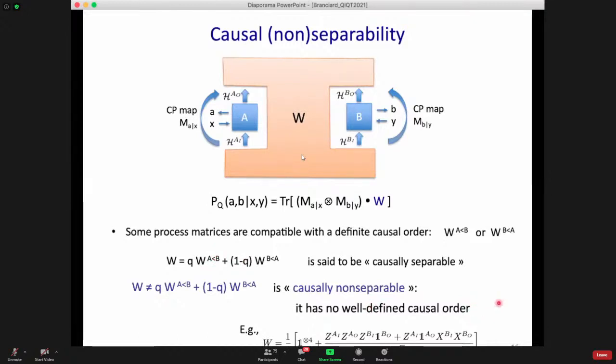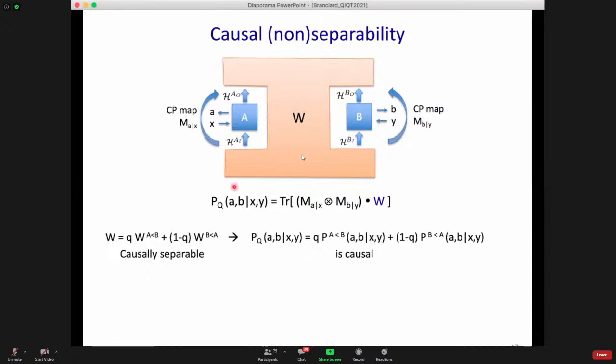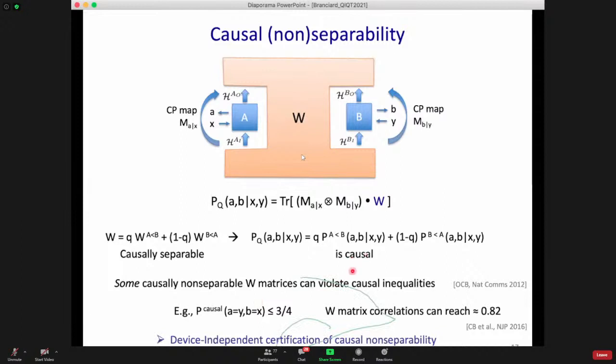How do we check that this has indefinite causal order? Well, we can look at the correlations that they generate. Clearly, the process matrix is a physical resource that gives you the correlations. If it has a well-defined causal order, or if it's causally separable, then clearly the correlations that you will get using this generalized Born formula will be causal, in the sense that we defined before. But vice versa, if you observe some non-causal correlations, then you're sure that the process matrix that you're using to generate those correlations is causally non-separable. And the way you observe non-causal correlations is via the violation of causal inequalities.